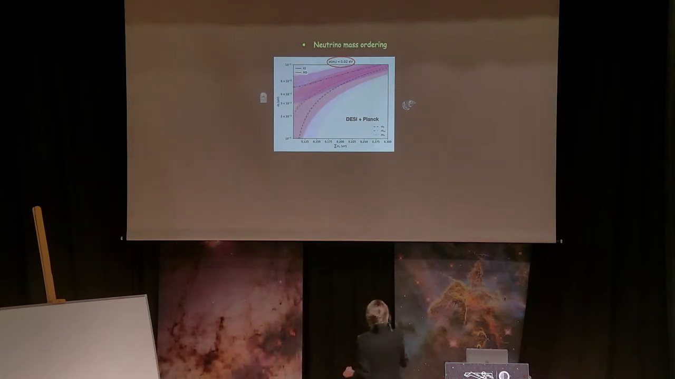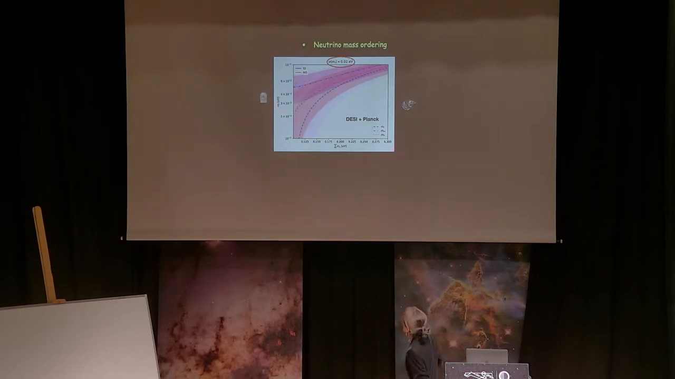And I show you here m light, m medium, and m heavy for the different orderings. I don't say 1, 2, and 3, because 1 in the normal ordering is the lightest, while in the inverted ordering, the lightest is 3. So I say light, medium, and heavy. And you see that with DESI and Planck, they overlap.